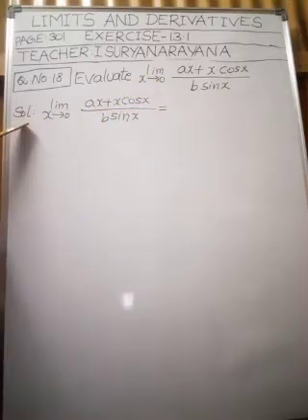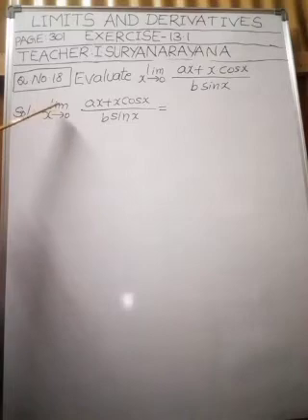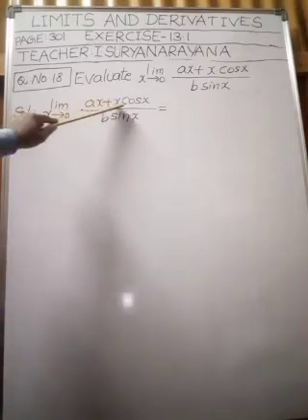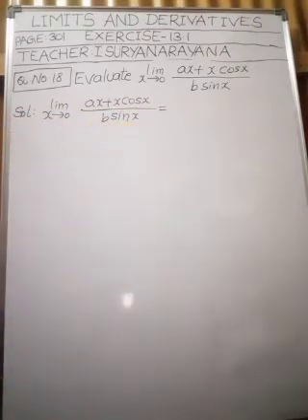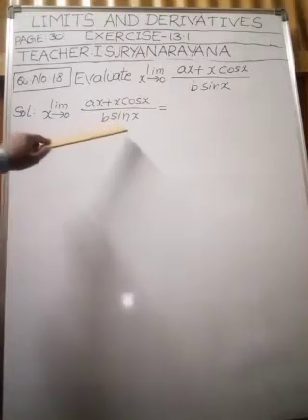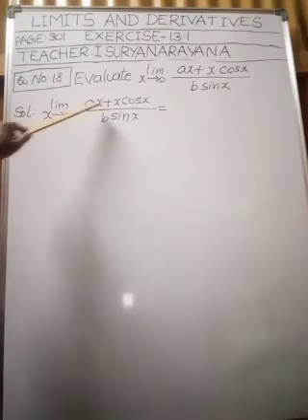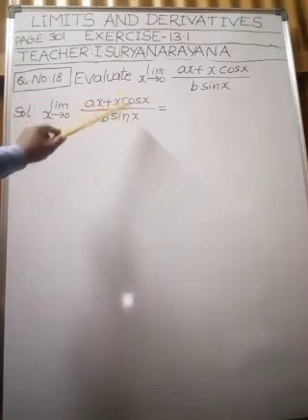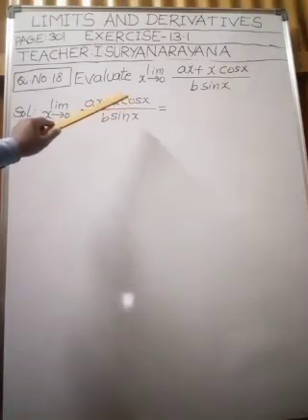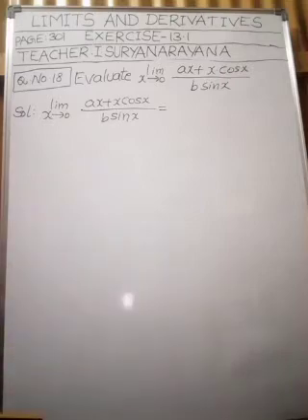Come to the solution part. As x tends to 0, limit of (ax plus x cos x) by b sin x. Okay, my children. If you apply the substitution method, means if you put x is equal to 0 in this function, we get 0 by 0. Okay, my children. So the substitution method has failed. Here we get 0 by 0, an indeterminate form. So we have to follow some other method.